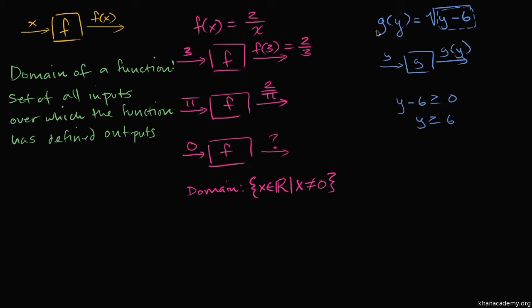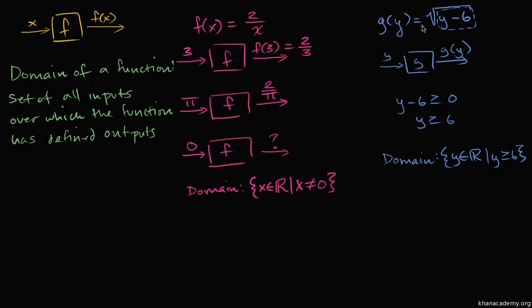Or you could say g is defined for any inputs y that are greater than or equal to 6. So we could say the domain is the set of all y's that are a member of the real numbers such that they're also greater than or equal to 6. So hopefully this is starting to make some sense.